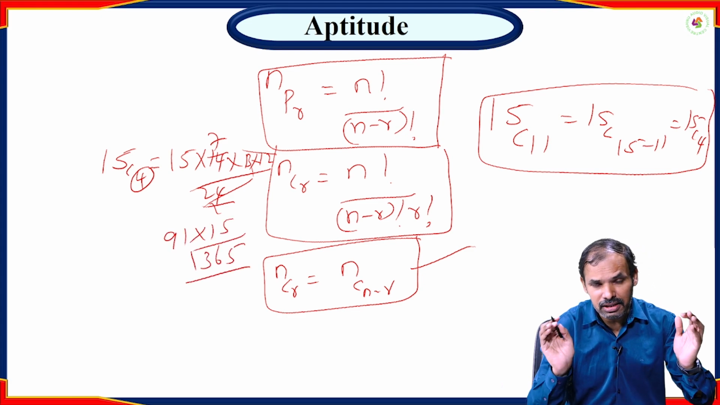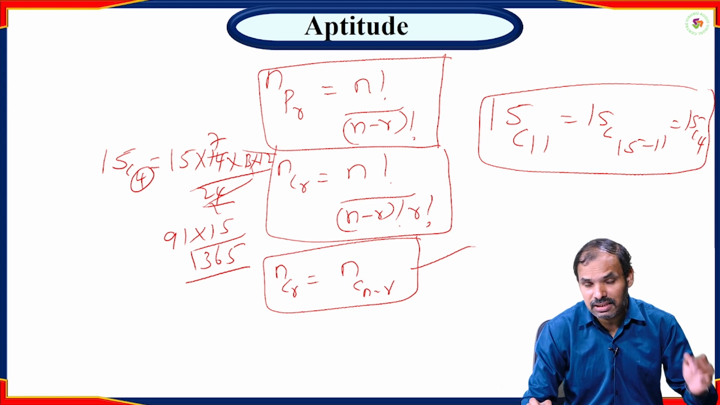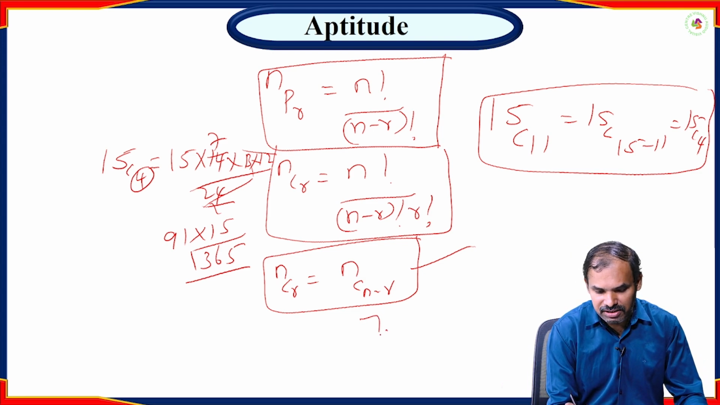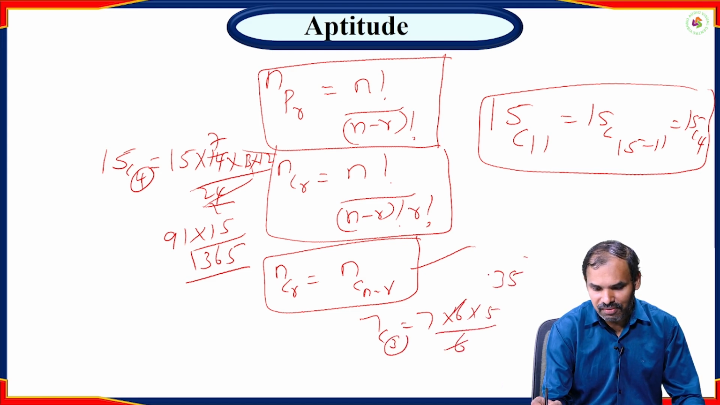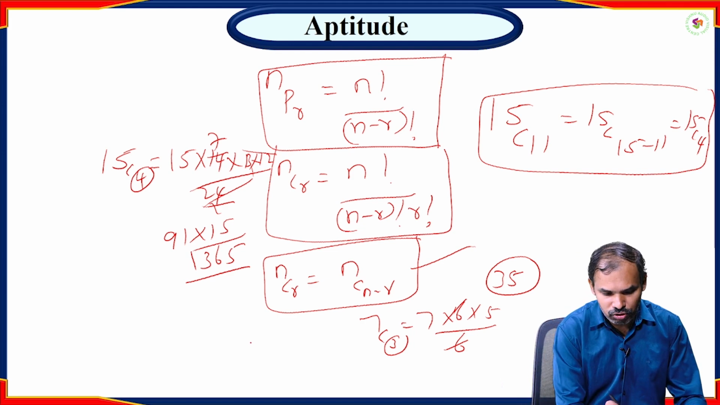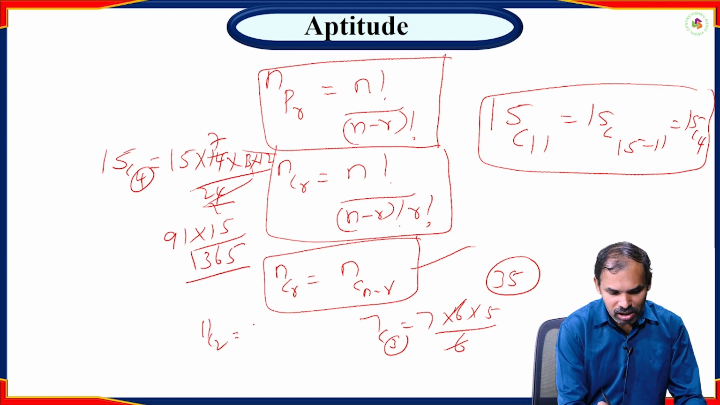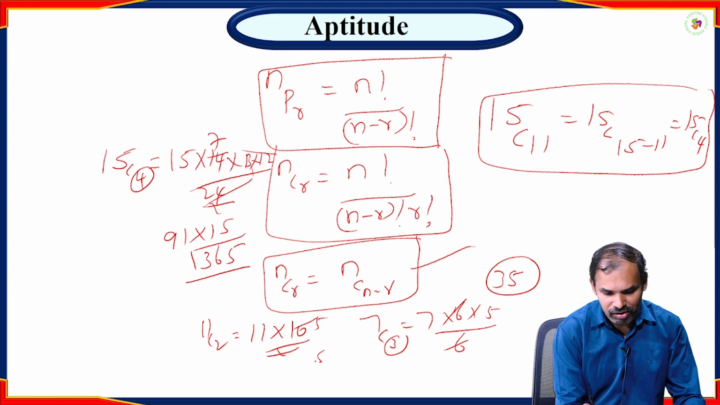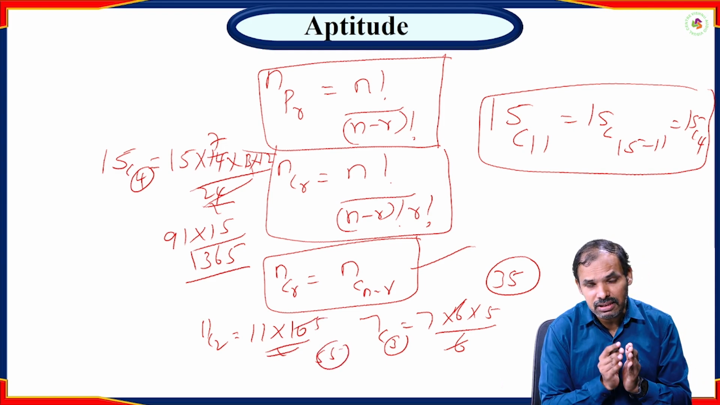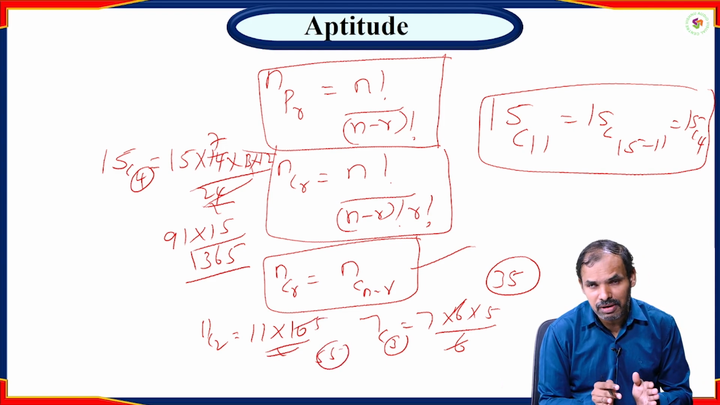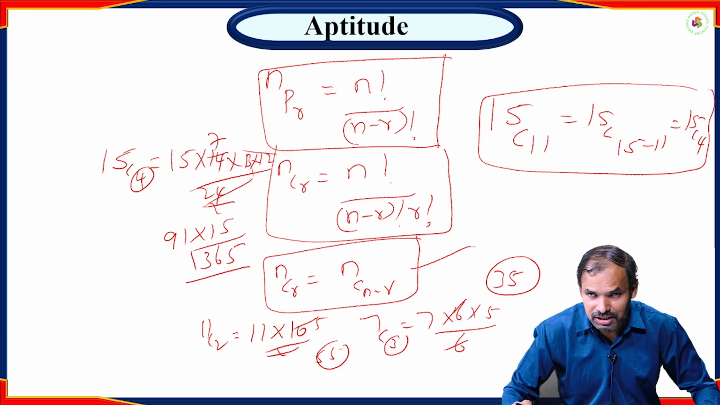So calculation is very important in permutations and combinations. For example, 7C3 value: 7 into 6 into 5 by 3 factorial, which is 6. Why 3? Because a 3 is there. 6 cancels, answer 35. For example, 11C2: how do we calculate 11C2? 11 into 10 by 2, 5 fives, answer 55. Remember, not only in permutations and combinations but in the entire aptitude you have to calculate fast.